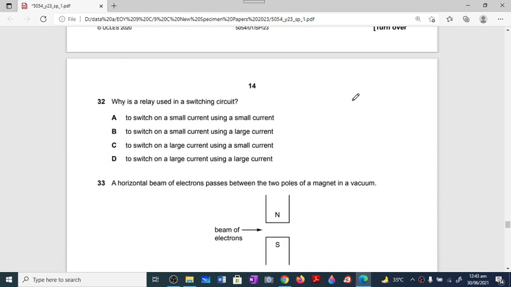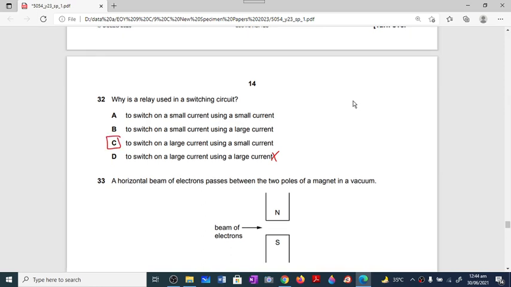Question number 32. The relay is used in order to switch on the larger circuit automatically by switching on the smaller circuit. The best example is the car ignition switch and the engine. So the car ignition switch will be on, which will automatically switch on the engine, which requires more current. To switch on the larger current using a small current, so that is an automation system.